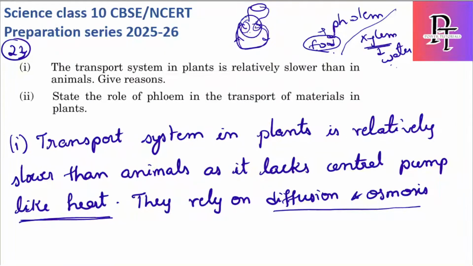Whereas for xylem, if they ask you what process is happening in xylem, you have to say it is transpiration. Repeating again: for xylem it is transpiration, whereas for phloem it is translocation. Translocation is for food, transpiration is for water.